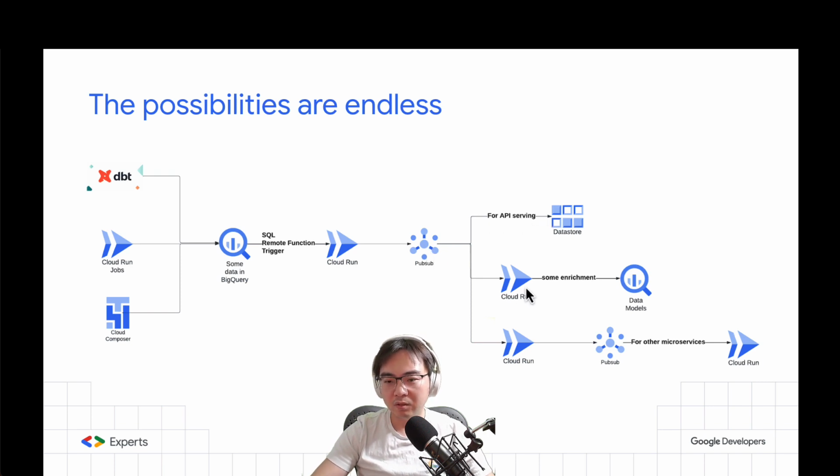But you can have another team doing some enrichment of the same data and then putting it into more data models in BigQuery for maybe reporting and other use cases. And even better, you could have a team managing the subscription of the PubSub messages using another Cloud Run service and sending to a subsequent PubSub topic, and that can be subscribed by other teams for the creation of other microservices.